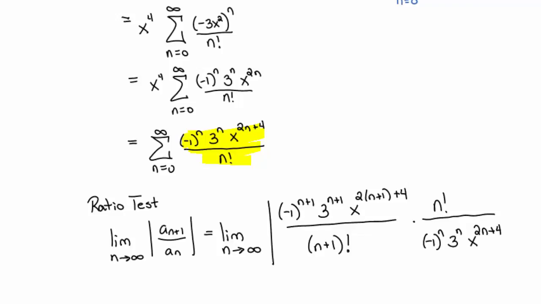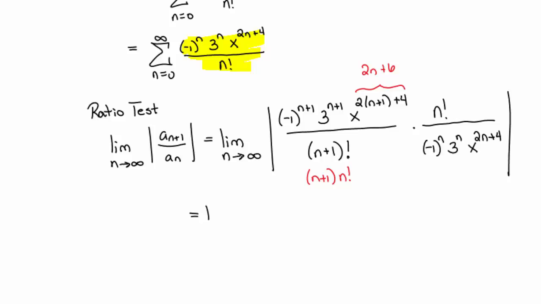To save myself a little bit of time here, I'm going to make a little note that this right there is 2n plus 6, and also n plus 1 factorial is n plus 1 times n factorial. And that way we can see how this simplifies. Sorry, I had to close that absolute value. It's equal to the limit as n goes to infinity. Since we're doing absolute values, I don't really need those negative 1s, so I'm going to just get rid of those. This will be a 3 upstairs. Also, it'll be an x to the second power, because the 2n plus 4's disappear. And downstairs is an n plus 1.